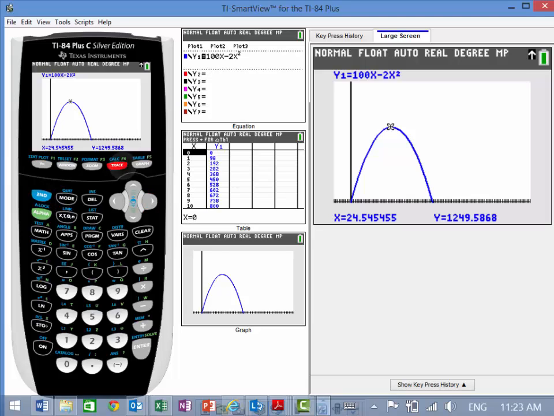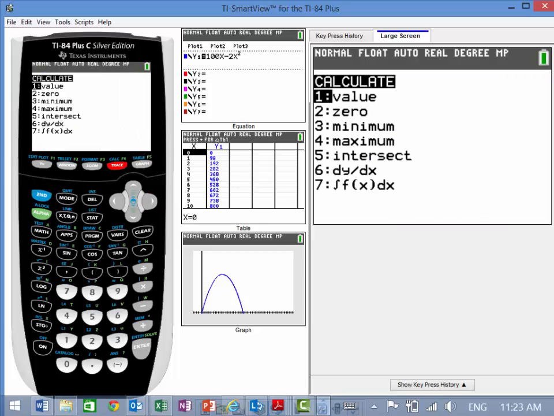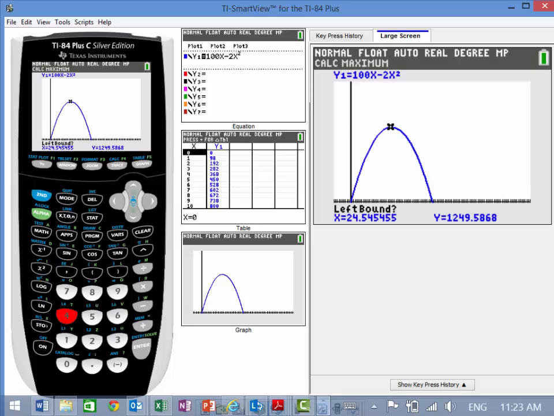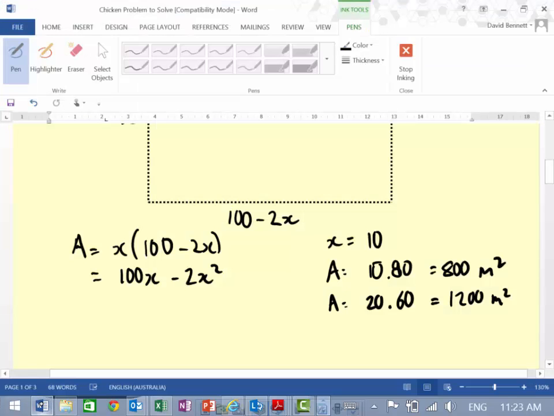on your calculator. So calc, and we come down to our maximum value, that's what we're looking for, so press number 4. We go to the left hand side of the maximum value and we go enter. We go to the right hand side of the maximum value and we go enter, and then we press enter again, and it tells us what our value is. So when x is equal to 25, the maximum we're going to get is 1255. Okay, so using our quadratics, using our function, that's a really quick way of doing it.